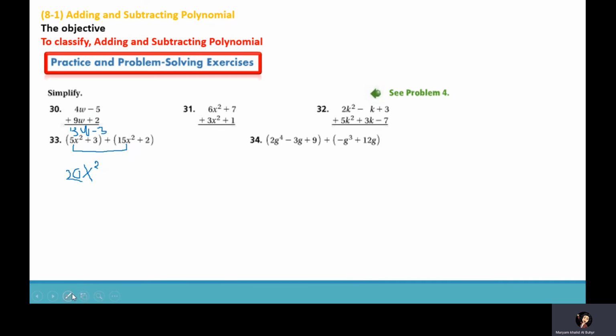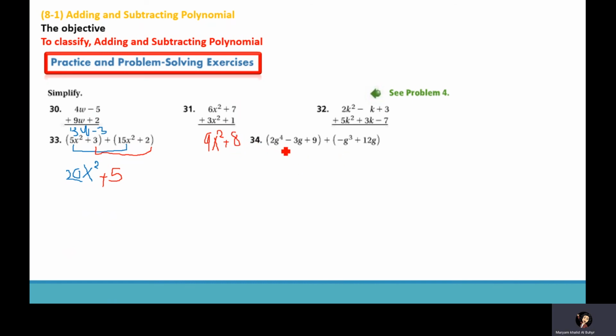These two numbers, which are exactly the same, are like terms. So that will be plus 3 plus 2, 5. I'm done. Move to this one. Exactly the same idea. These two are like terms. I'm going to add them. So that is 9x to the power 2. 7 plus 1, 8.